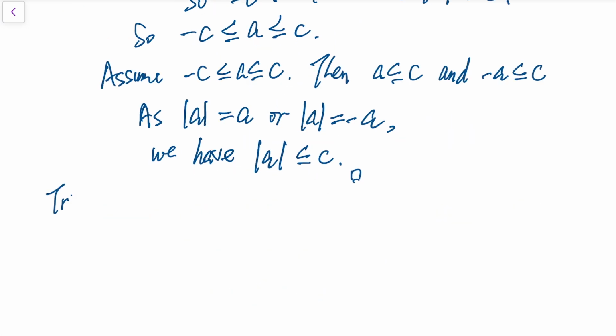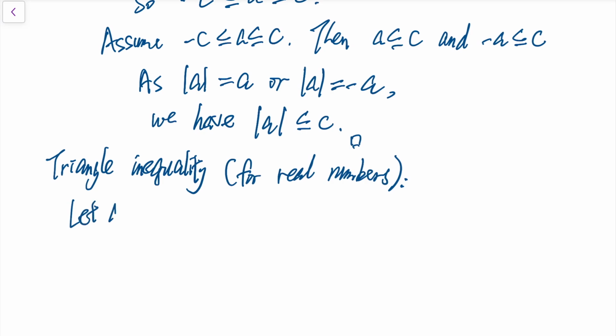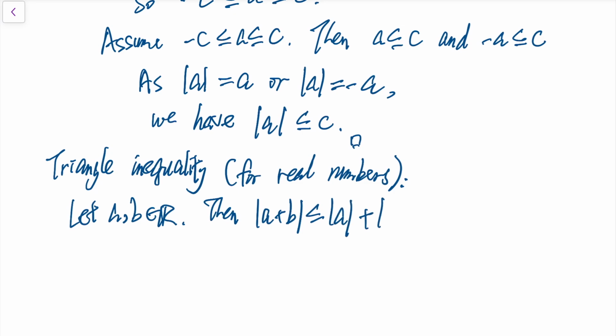Now let's prove the triangle inequality for real numbers. Let A, B be real numbers. Then the absolute value of A plus B is smaller than or equal to the absolute value of A plus the absolute value of B.